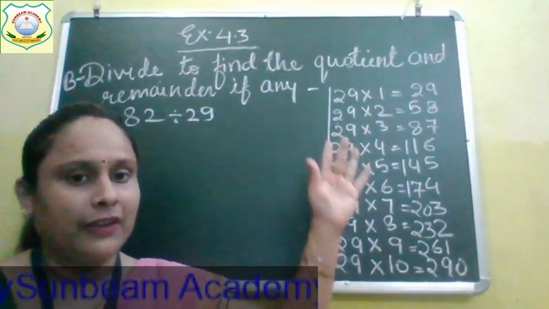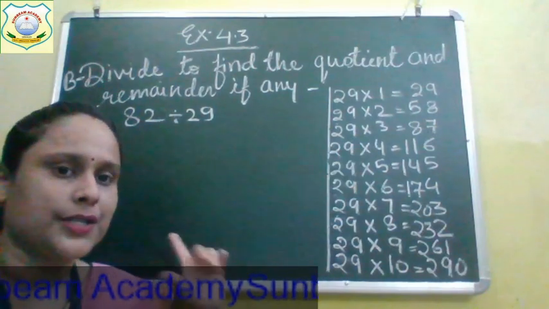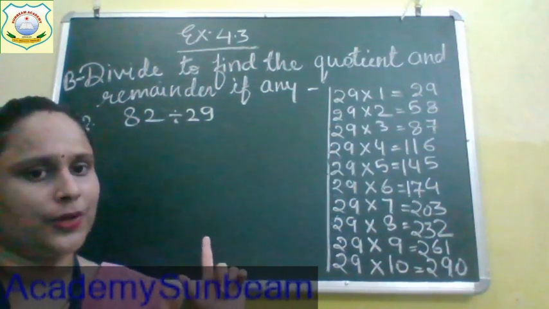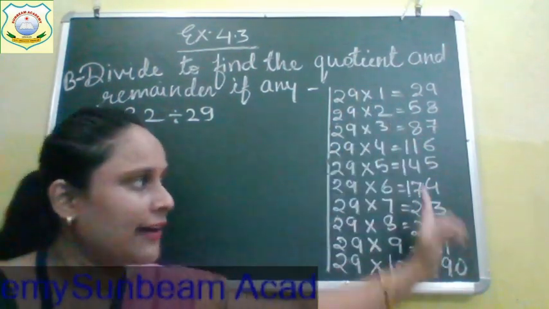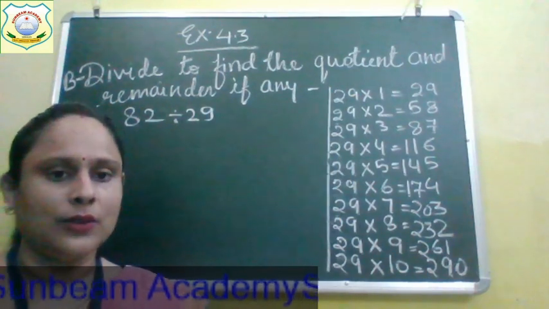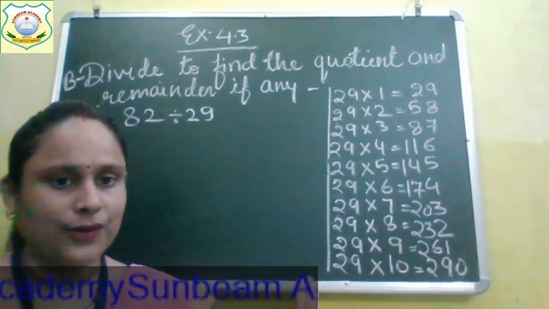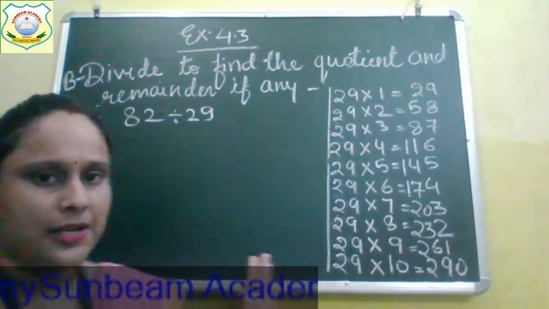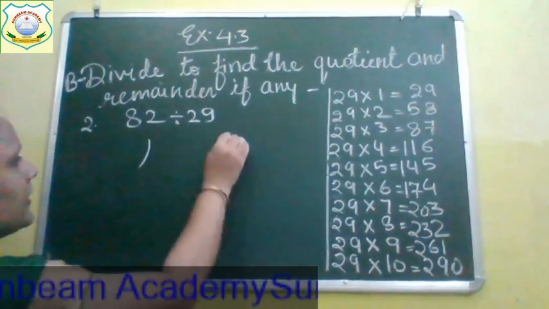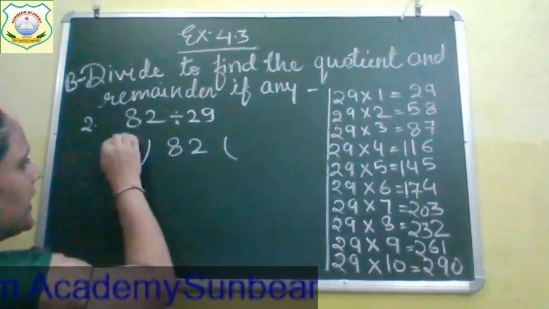First, writing tables will make your division easier. I have told you in the beginning also. So you have to make this table. Okay, you have to do this table on the basis of horizontal multiplication. Now children, see how to divide 82 by 29.